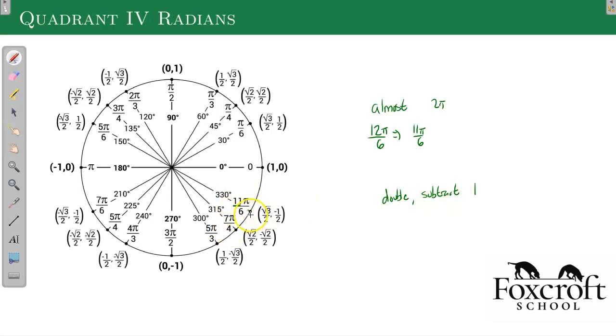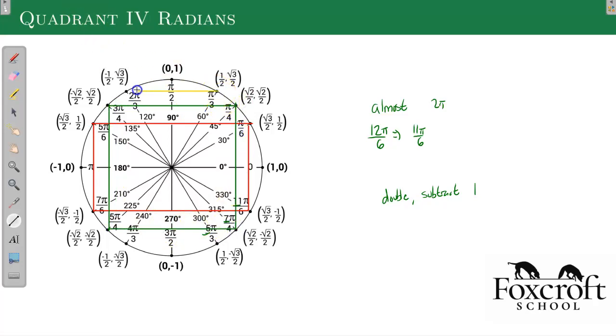Double 4, 8, subtract 1, 7. Double 3, 6, subtract 1, 5. Right. And again, one more time, look at them all. Right, all these values are over 6, and they have similar points. All of these values are over 4, and they have similar points, just with negatives in different places. And lastly, all these ones are over 3. So they have over 3 and just the negatives in the different places.